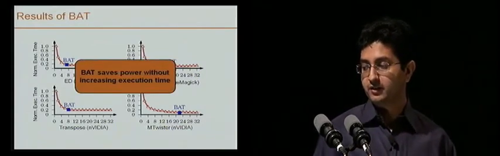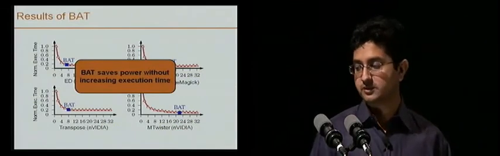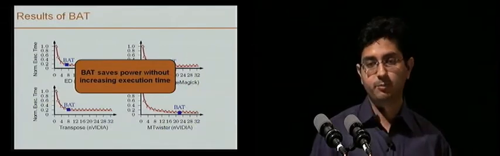So if we use BAT to choose the correct number of threads, instead of setting the number of threads equal to the number of cores, we can save power by turning off the cores without impacting the execution time.